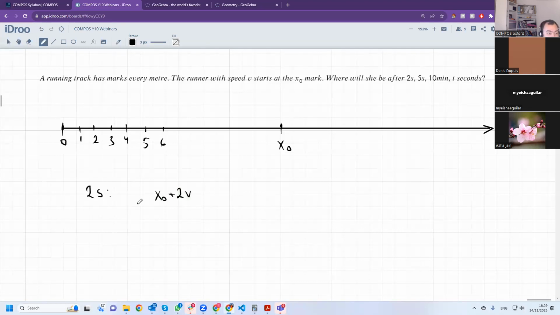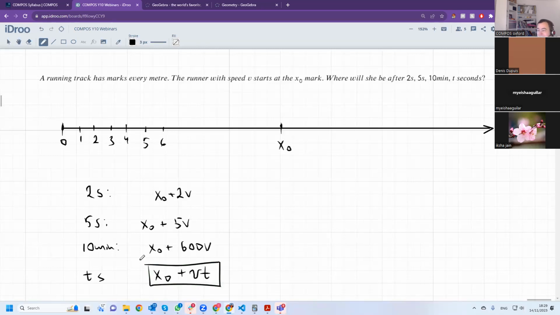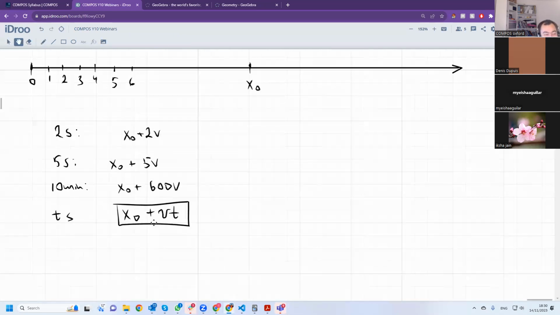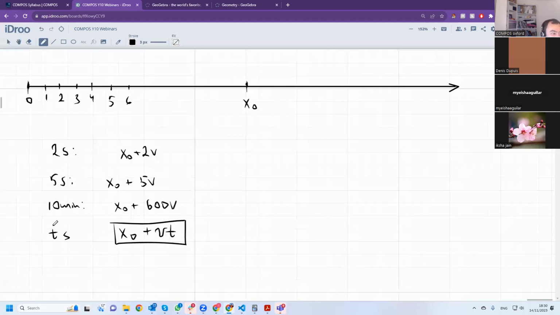X0 plus 2v. After 5 seconds, it's x0 plus 5v. After 10 minutes, it is x0 plus 600v. After t seconds, it's going to be x0 plus vt. Ooh, we've done something interesting. X0 plus vt. So this is the expression that tells you where she is at time t.